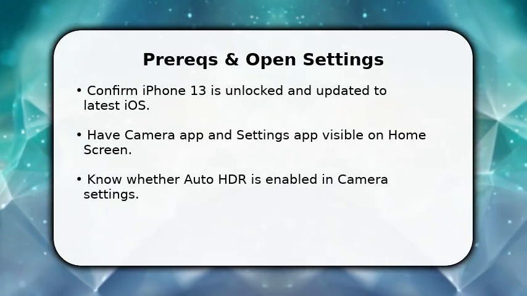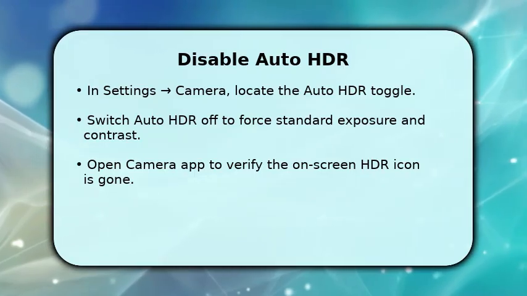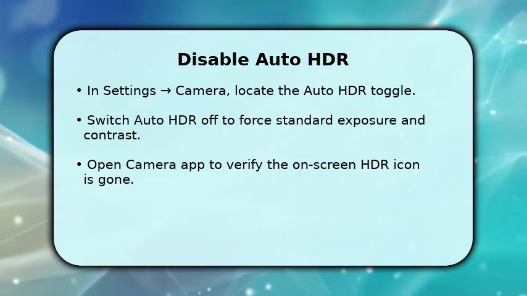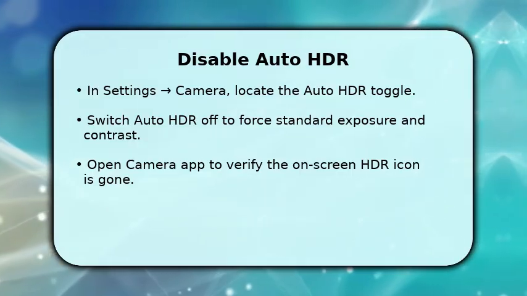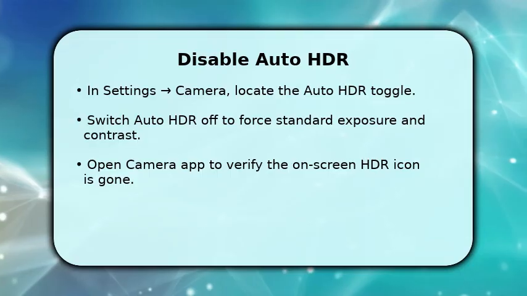In Settings under Camera, find the Auto HDR toggle and switch it off. This stops the phone from automatically blending multiple exposures. You do this because HDR combines frames for higher dynamic range, and turning it off preserves single exposure images.